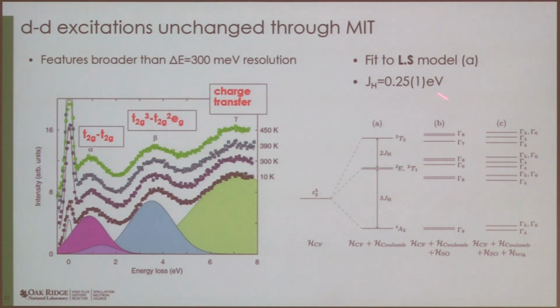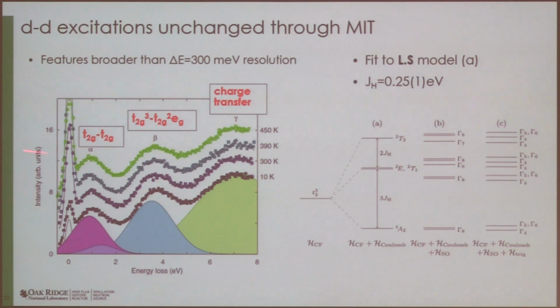Where we can extract a Hund's coupling value, J_H, of around 0.25 eV. So you can consider further splittings, introducing spin-orbit coupling. There is some osmium data that we took on a double perovskite, barium yttrium osmium oxide, and Ca3LiOsO6, where you can actually resolve this splitting.